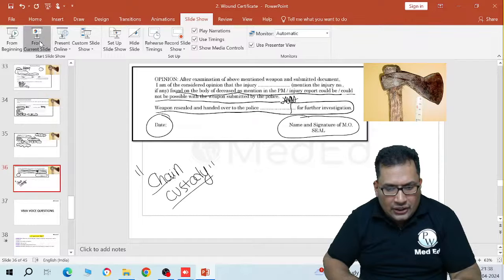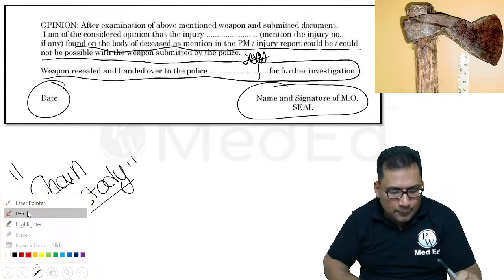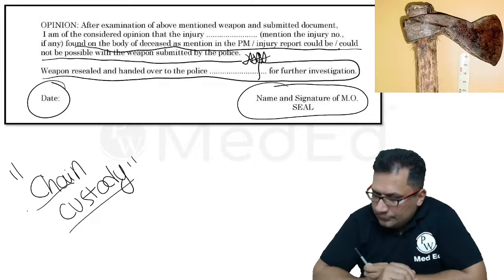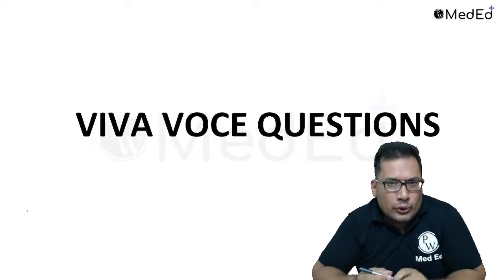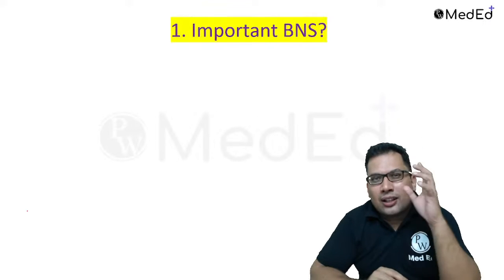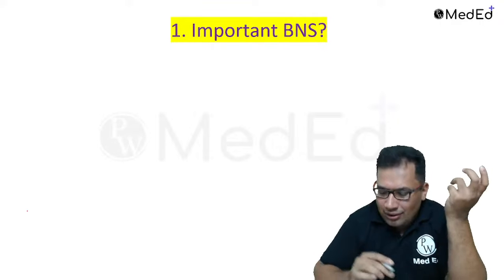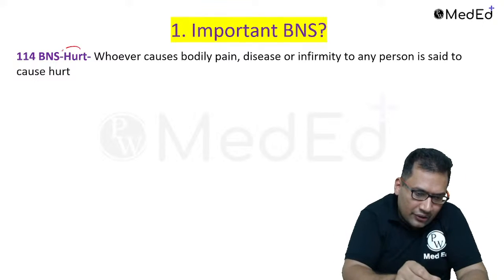So lastly, we are talking about some important Viva questions. Let's see. Now, Viva voce questions. What are common Viva voce questions? The first question can be asked, what are important BNS? Like, what do you mean by hurt? The question can be asked.